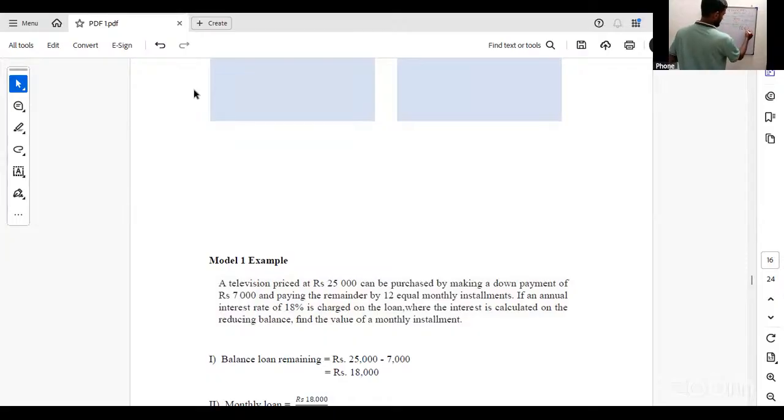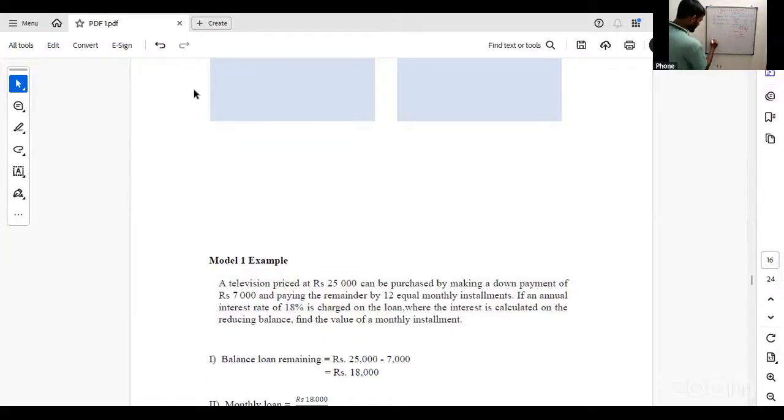Again, 2, 3 here. 1,500 times 3 over 200. 2 zeros cancel. Then 45 over 2, which is 22.5 rupees. So the monthly interest is 22.5 rupees.